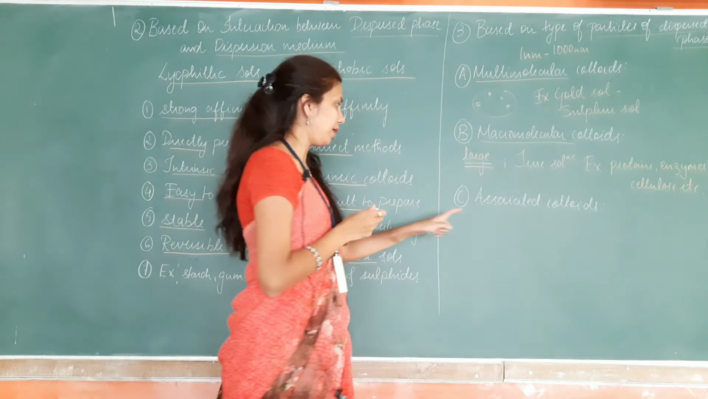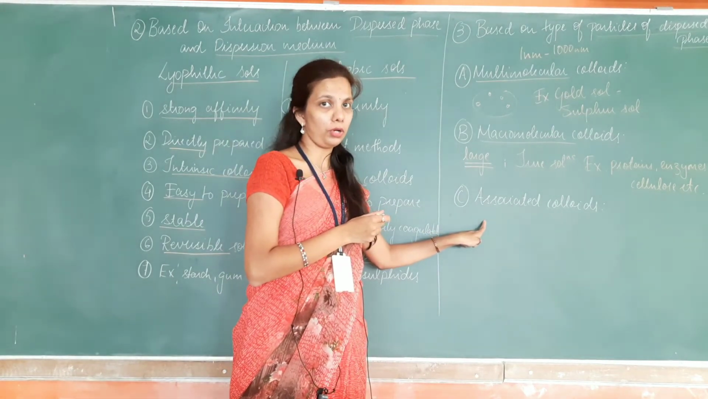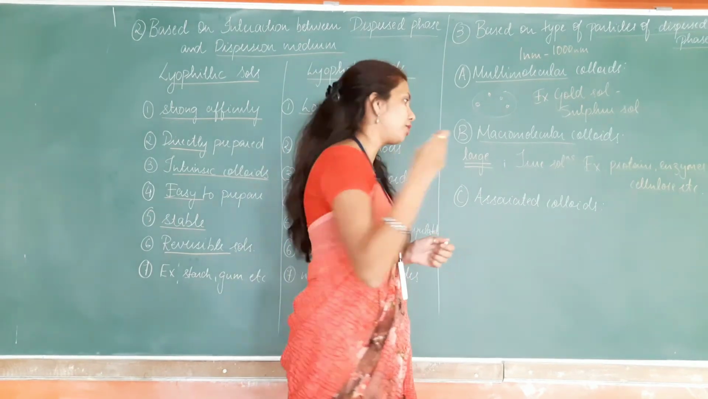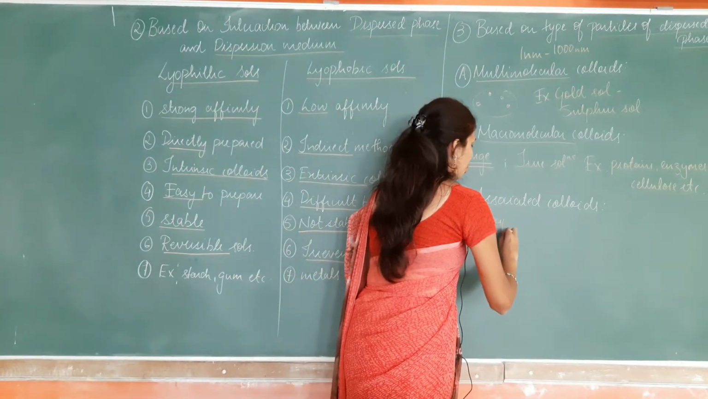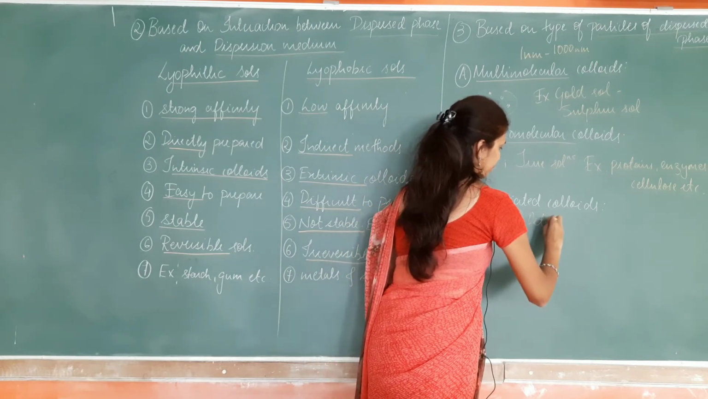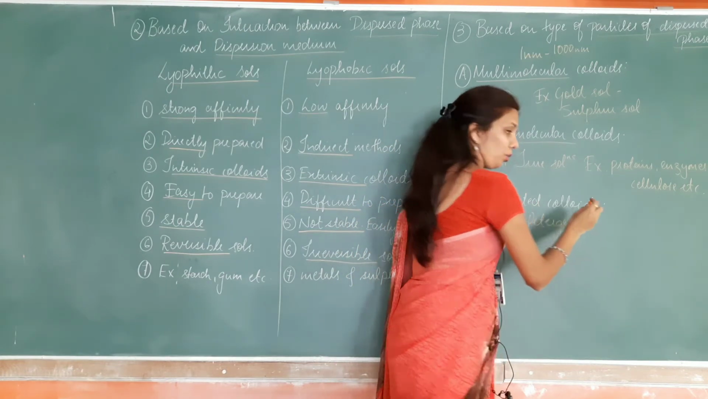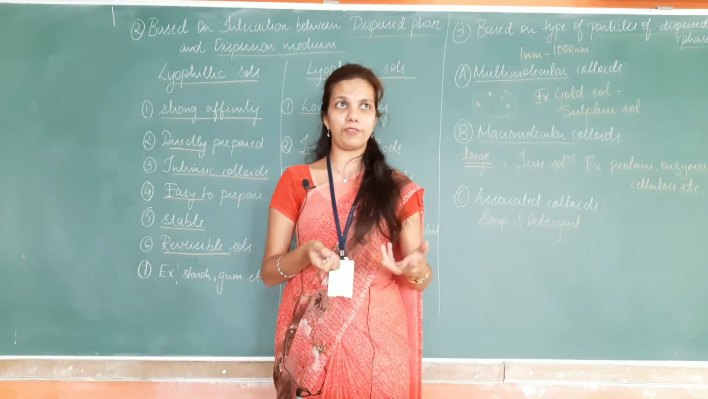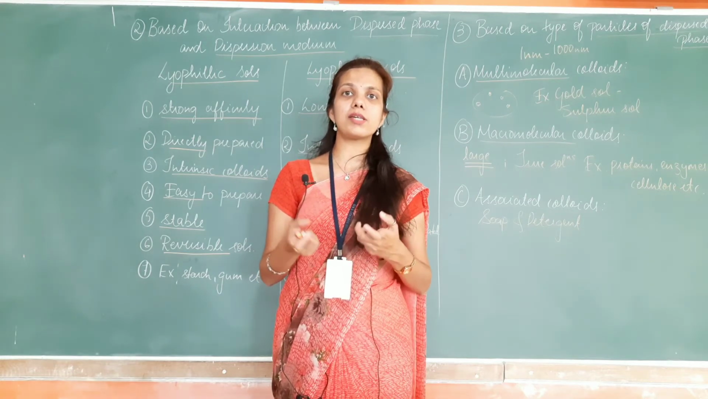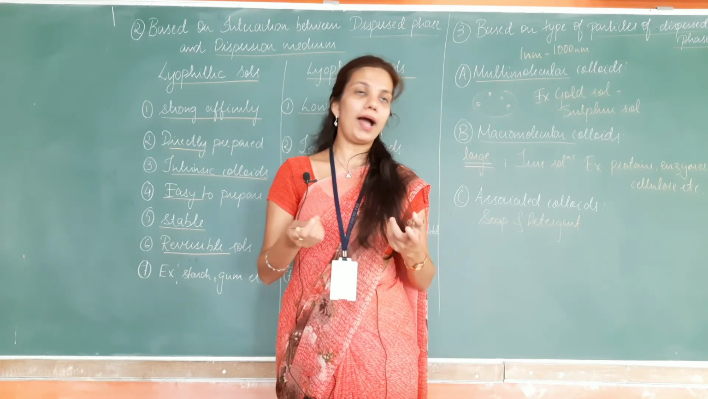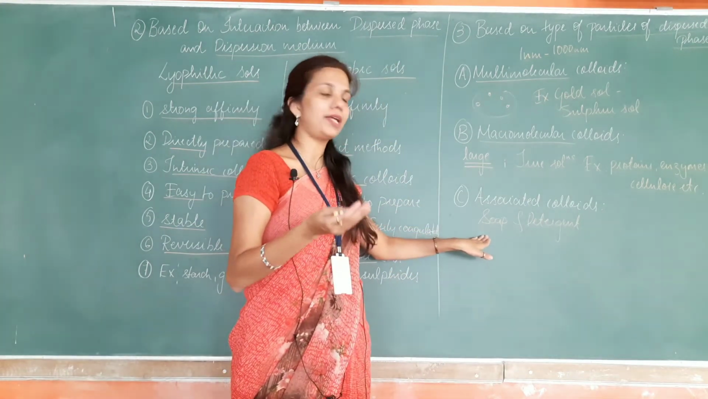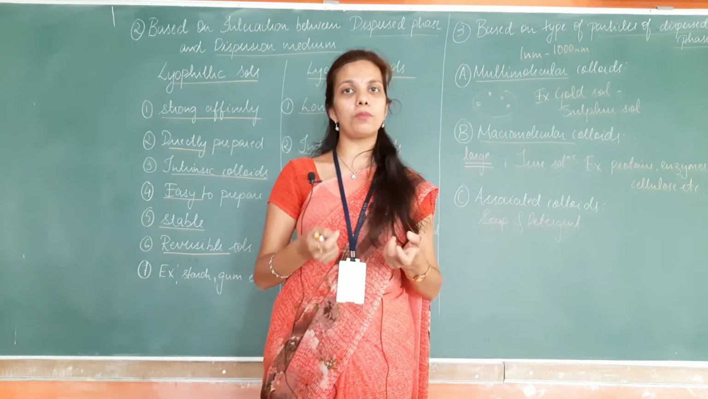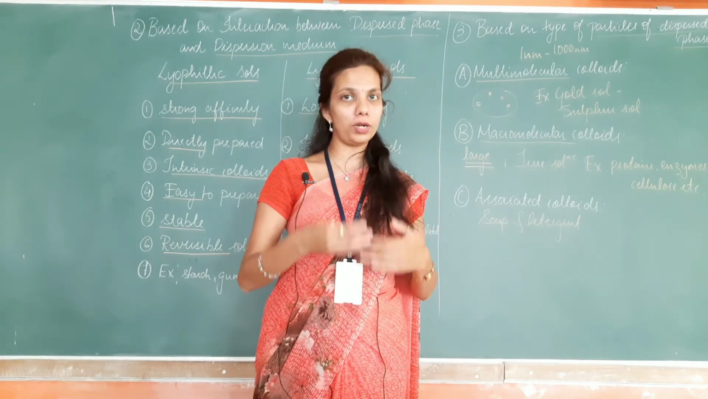Coming to the last one, that is associated colloids. Now what is an associated colloid? One of the best examples of an associated colloid is soap and detergent. Okay, but how are these formed? In associated colloids, we can define them like this. When substances are taken in any dispersion medium, they initially behave as normal strong electrolytes when they are at a lower concentration.